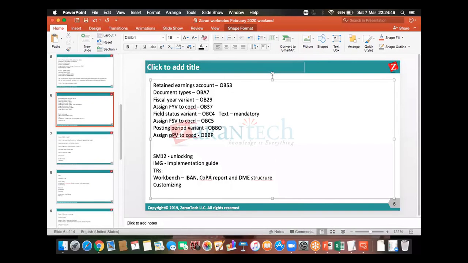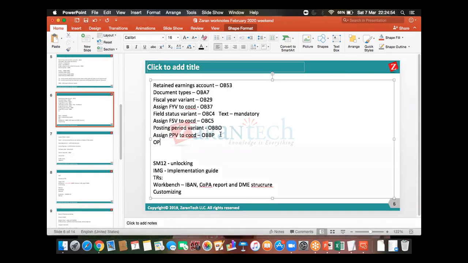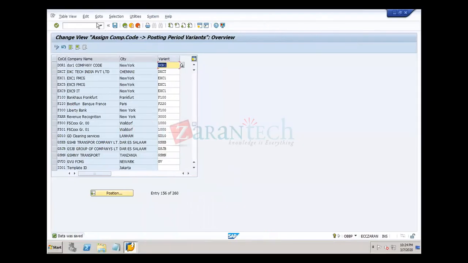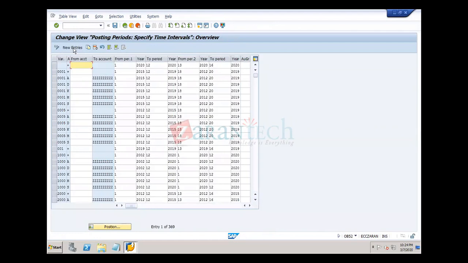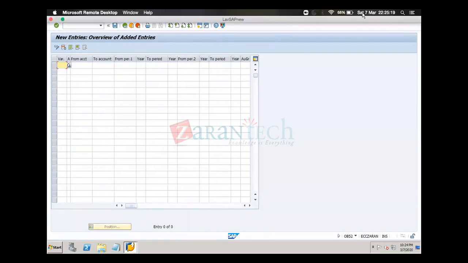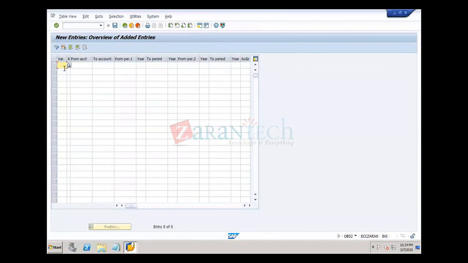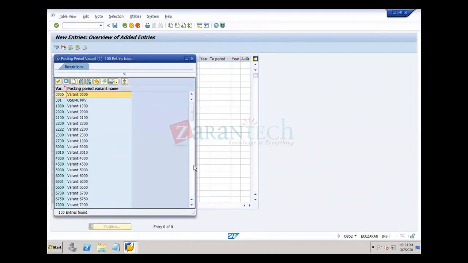But for what purpose have I created this posting period variant? In order to open or close the posting periods. OB52 is the transaction code. So let me go to OB52. Say new entries in OB52. Now what am I doing here? Variant name: what was the posting period variant name?